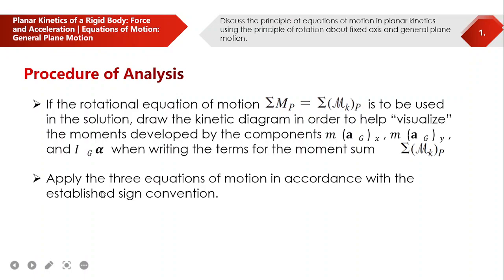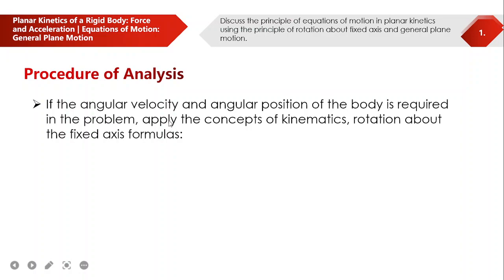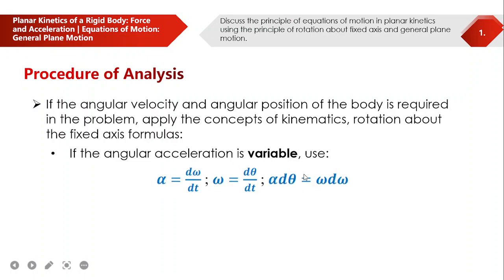Okay? Again, next is apply the three equations of motion in accordance with the established sign convention. Okay, so that will be summation of all the forces along x, that will be mass times acceleration along x-axis. Then summation of all the forces along y, that will be mass times a sub g along y. Then all moments at point G is equals to the moment of inertia times alpha. Okay? So if the angular velocity and angular position are required in the problem, then if angular acceleration is variable, then you can use these equations.